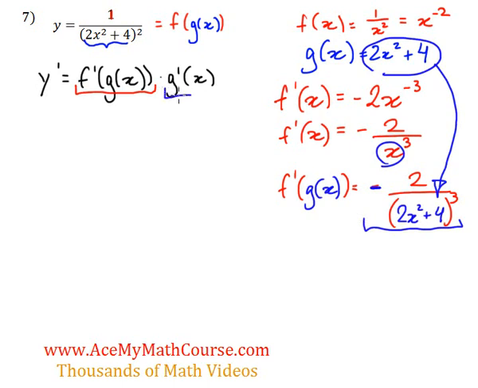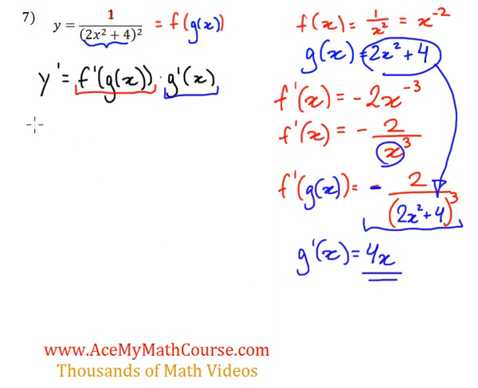But we also want g prime of x. What is that going to be? Well, what is the derivative of 2x squared? I can bring down the 2 multiplied by the 2. 2 times 2 is 4. So I have 4x. Now we subtract 1 from that 2. We just get a 1, but I don't need to write it down. And the derivative of 4 is a constant. The derivative of any constant is just 0. So g prime of x is just 4x.